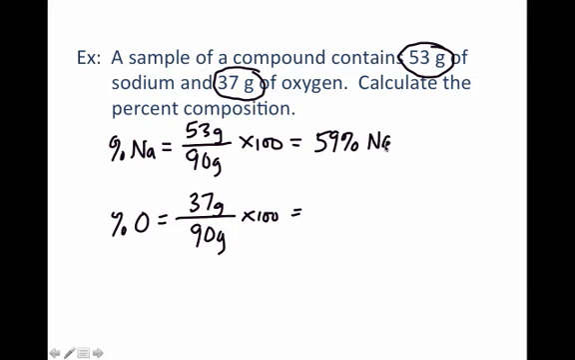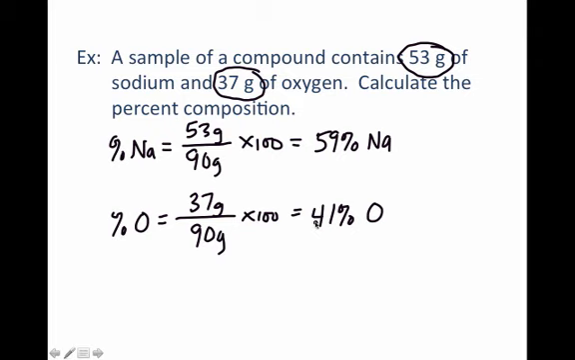So it'd be 59% sodium and 41% oxygen. And if you take a look at those two numbers, 59 plus 41 does come out to 100%. So we can tell that we've probably done something right in this problem.